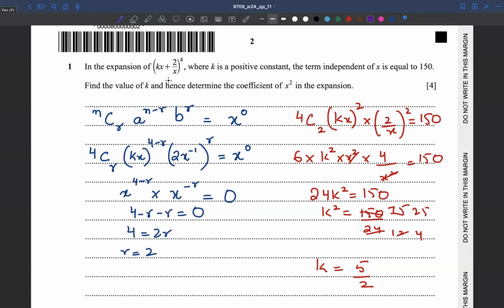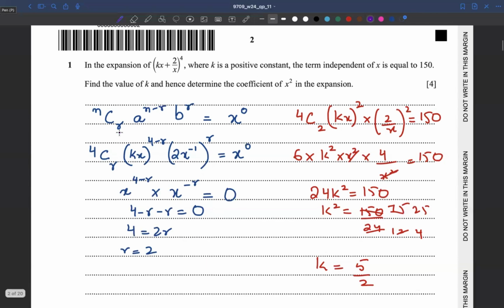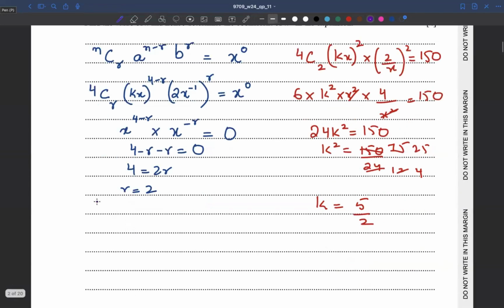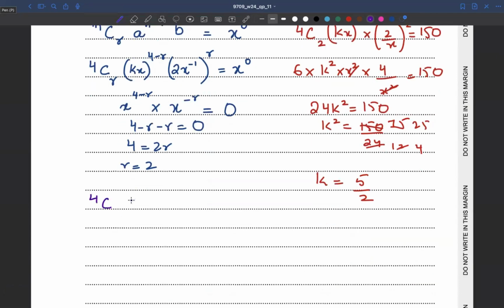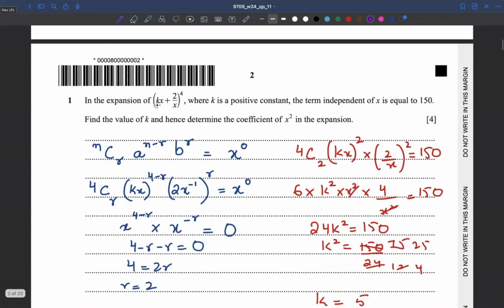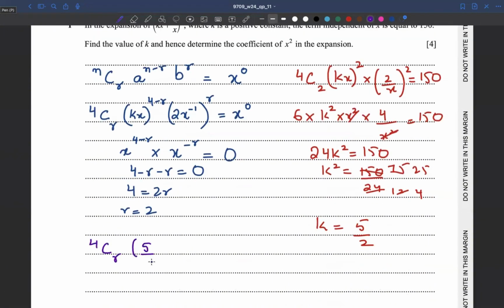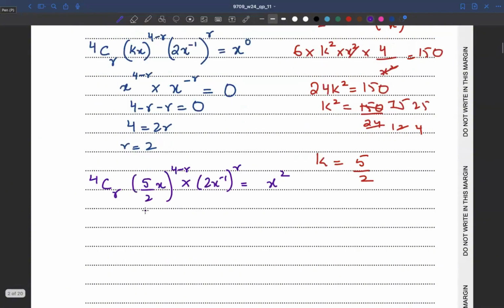Now, once we have the value of k as 5 by 2, to find the coefficient of x squared, we just have to first find out at which value of r will give us the term x squared. So what we can do is repeat the same step: 4Cr, a to the power. Now, in place of k, we already have 5 upon 2. So that will become (5/2 x)^(4-r) into (2x^-1)^r is equal to x squared. So first we'll try and find the value of r which will make the term x squared. So this will become x to the power 4 minus r multiplied by x to the power minus r, and we need the power 2.